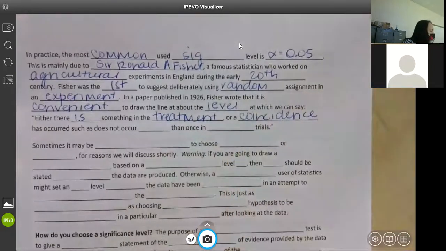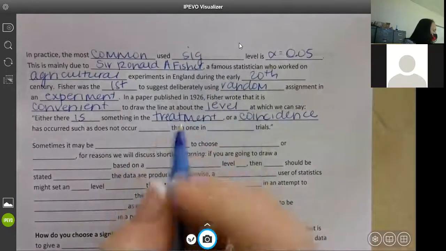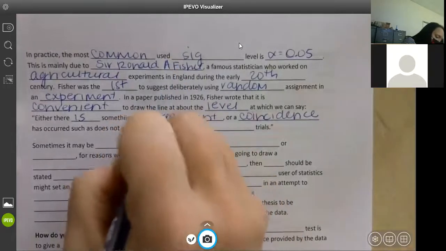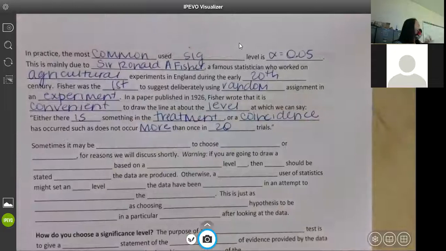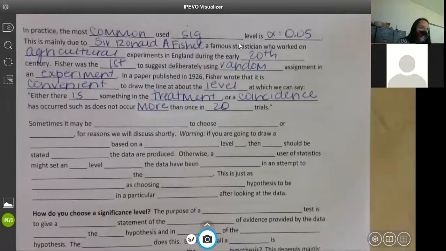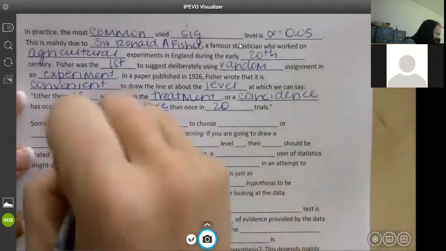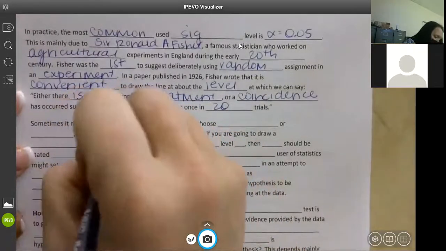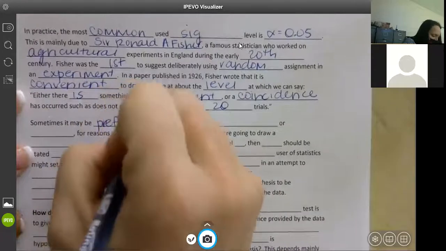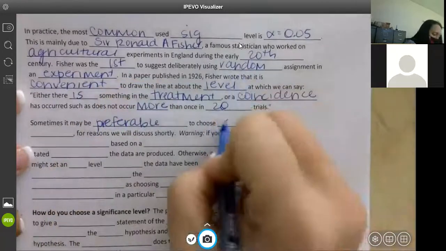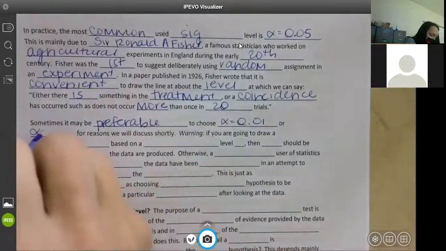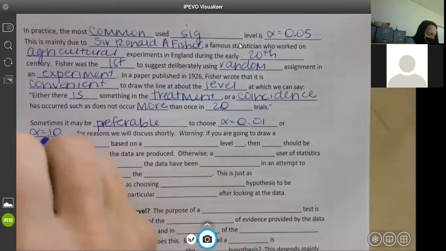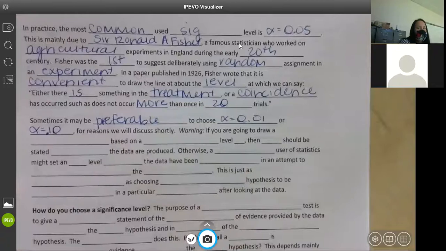Has occurred, such as does not occur more than once in 20 trials. So 1 out of 20 is 0.05. Sometimes it may be preferable to choose alpha equals 0.01 or even alpha equals 0.10 for reasons we will discuss shortly.